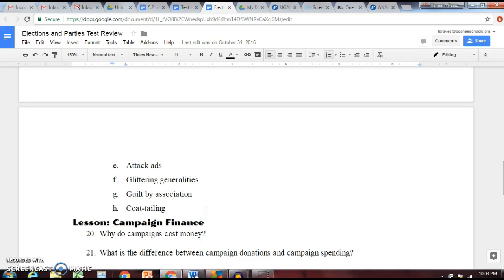Coattailing is the opposite of guilt by association, where if you are associated with somebody who did a really good job, then you ride their coattails. You didn't really do a good job yourself, but you were associated with them. So people think, since you worked with them, they did a good job, we like them, that means we like you too. So a lot of times vice presidents do this. If a president is really popular, their vice president sometimes runs for president after them, and they can be riding that president's coattails into office.